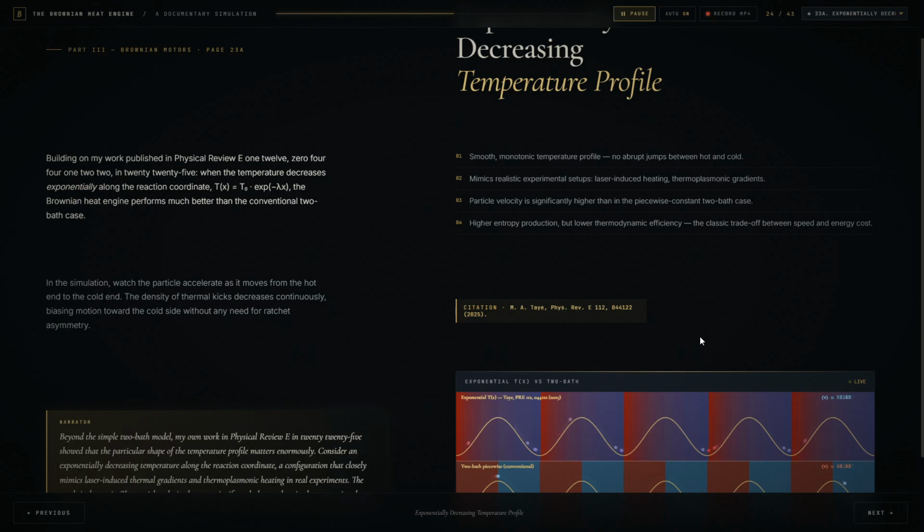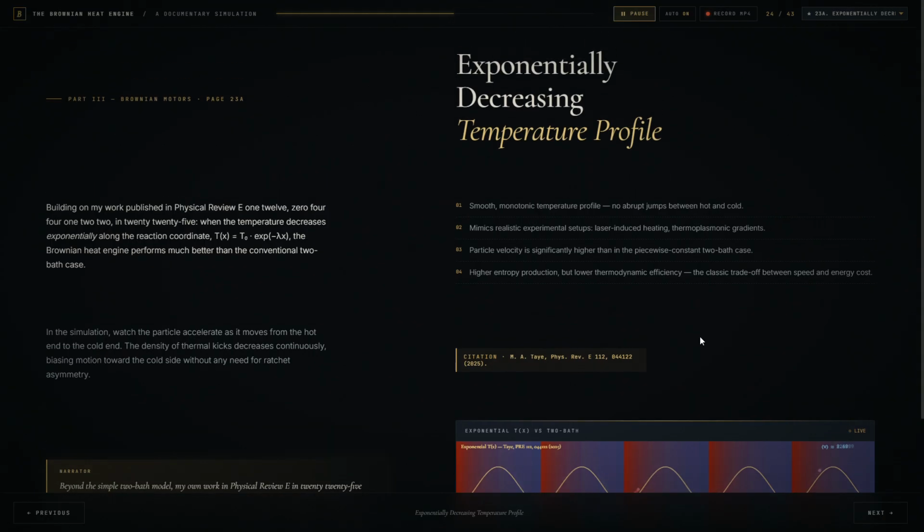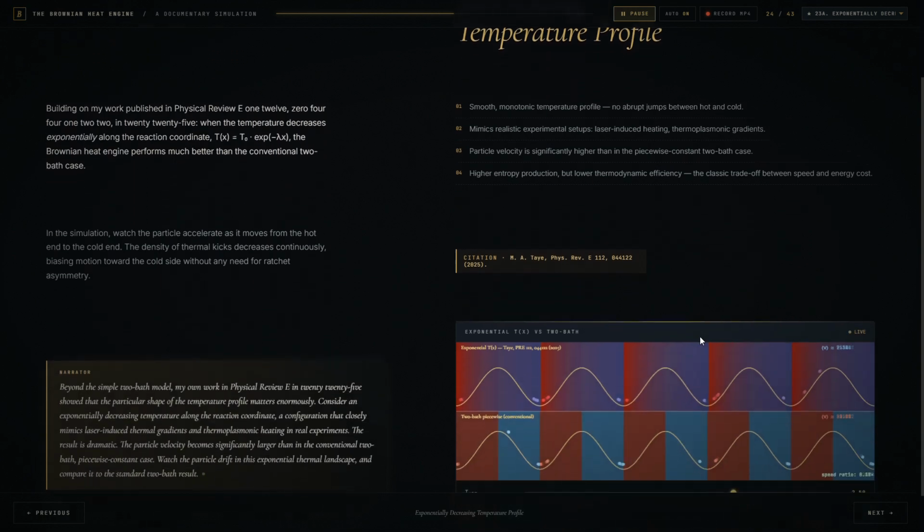The particle velocity becomes significantly larger than in the conventional two-bath, piecewise constant case. Watch the particle drift in this exponential thermal landscape, and compare it to the standard two-bath result.